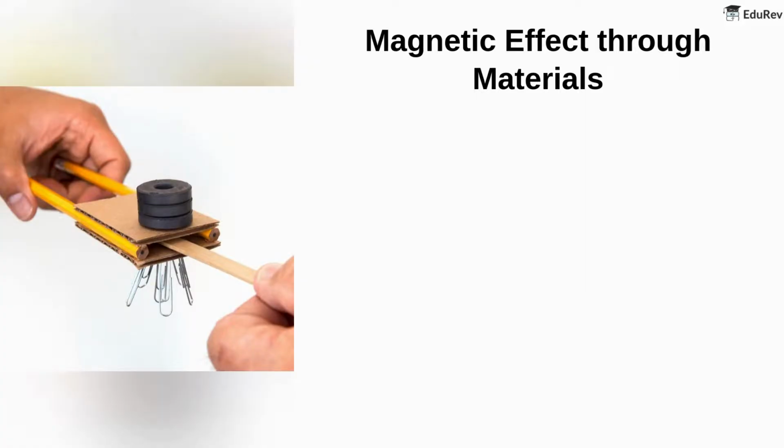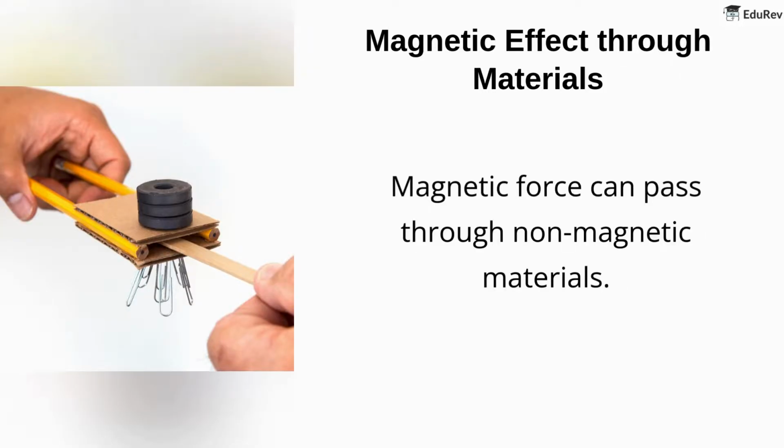Did you know that magnets can affect things even through other materials? Try placing a piece of wood or cardboard between a magnet and some iron pins. You'll notice that the magnet attracts the pins. This shows that magnetic force can pass through non-magnetic materials.